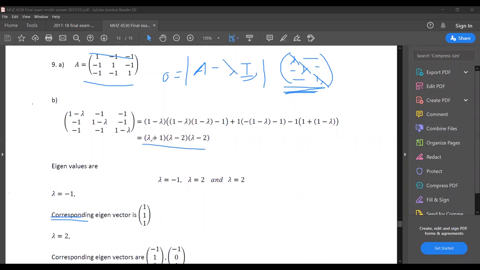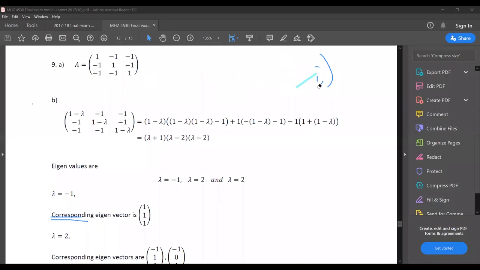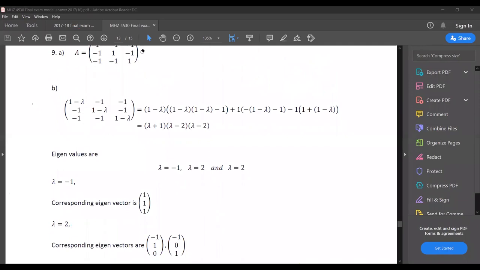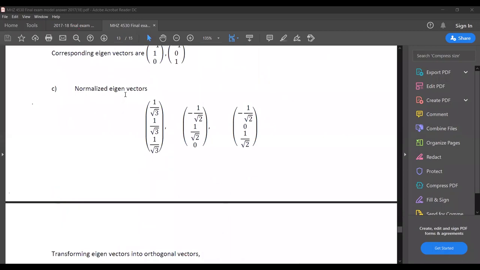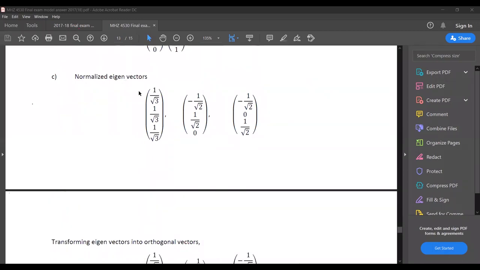You need not factor this. You can use the calculator to solve this cubic equation and get the lambda values, the eigenvalues. From the eigenvalues, we just discussed how to find the eigenvectors. After finding the eigenvectors, they are asking us to find the orthogonal matrix P. Before that, we need to normalize these eigenvectors. Normalizing means just dividing by the modulus.